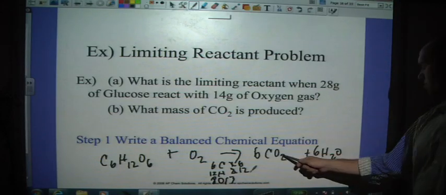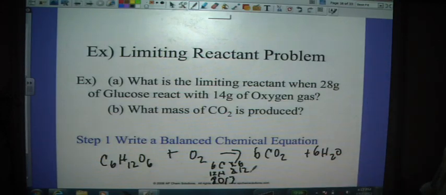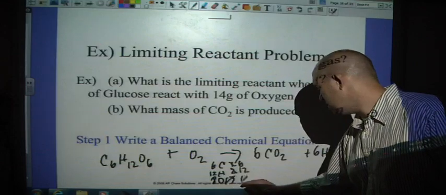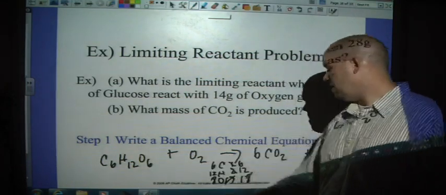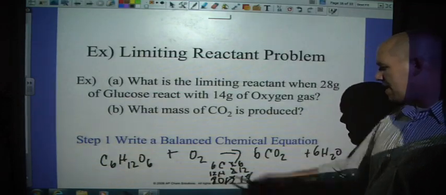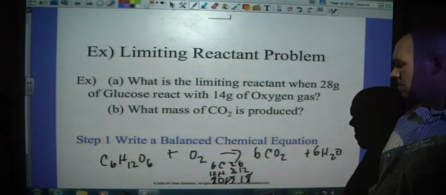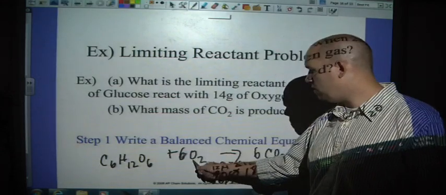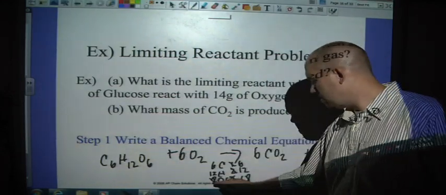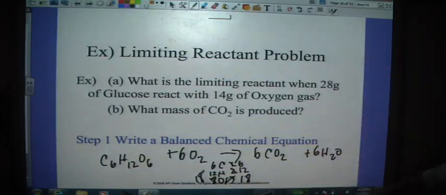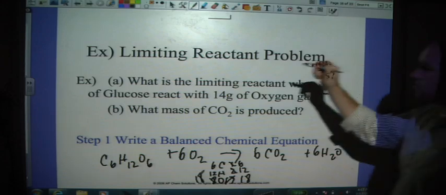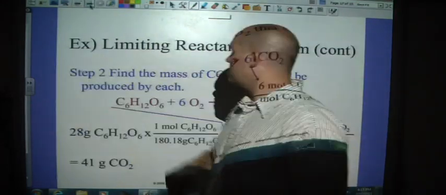Now I have 12 there and 6 there for a total of 18 oxygens. I have 6 over here and I have 2 right there. I can multiply this one out. So if I were to put a 6 in front of this, that would give me 12 plus my other 6, that's 18. 6s, 12s, 18s. There's your balanced reaction. We are now ready to get into the chemistry.